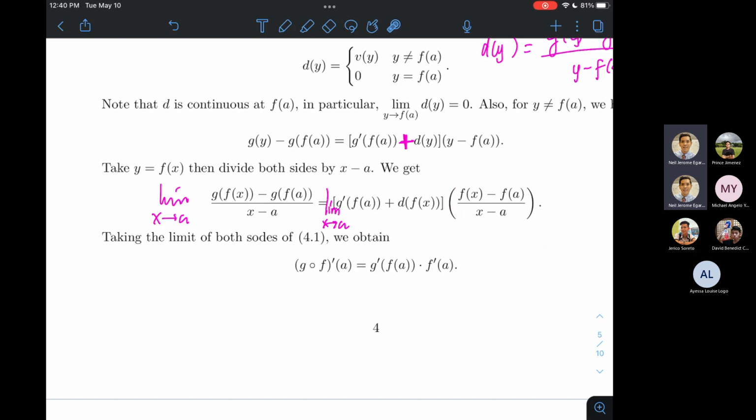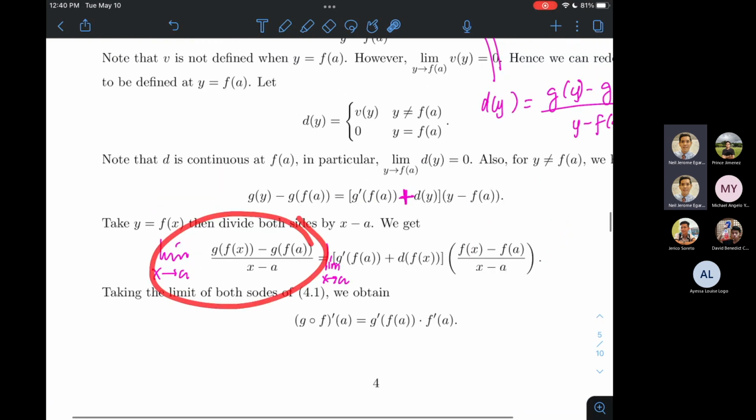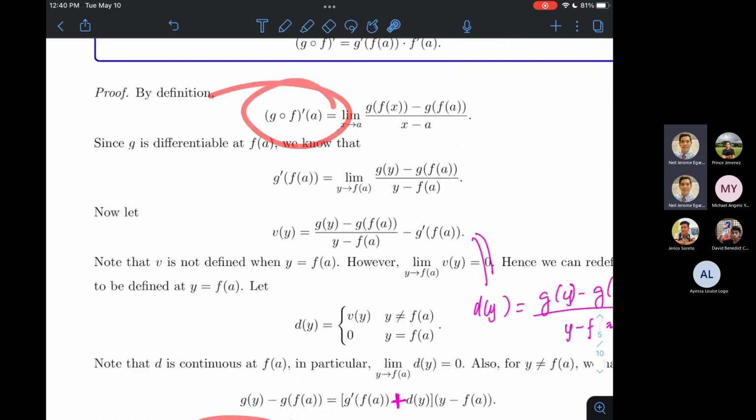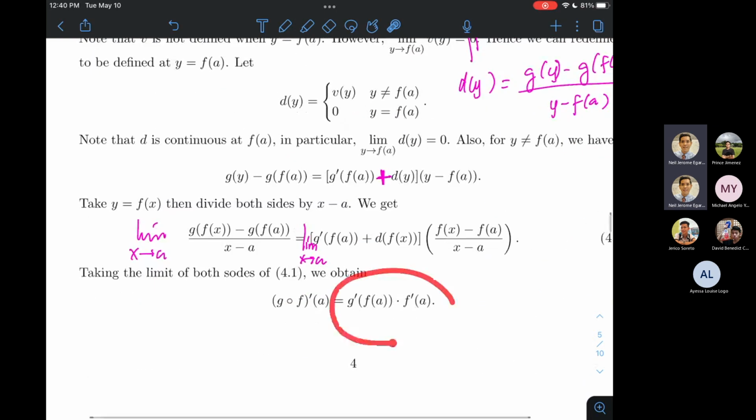And we're done because we have shown that the limit of this guy, which we already noted to be equal to g circle f prime of a, ay equal kay g prime of f of a times f prime of a. And that's the chain rule.